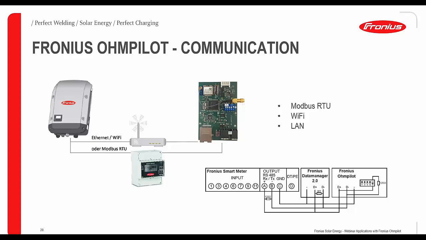Please also take into consideration this termination resistor. If this is a Modbus communication, you have to activate the termination on either end of the communication line. In this case we have it here. On the smart meter we need the 120 ohm resistor, and also on the Ohmpilot we have a little dip switch, the one on the far right, and this switch needs to be on the top, and then the resistor is on.